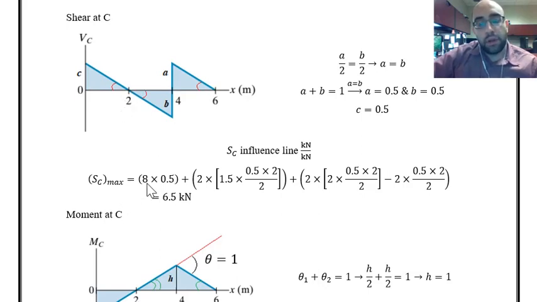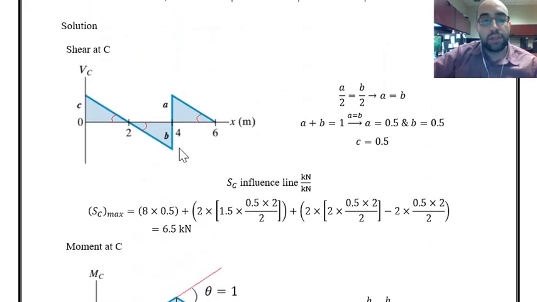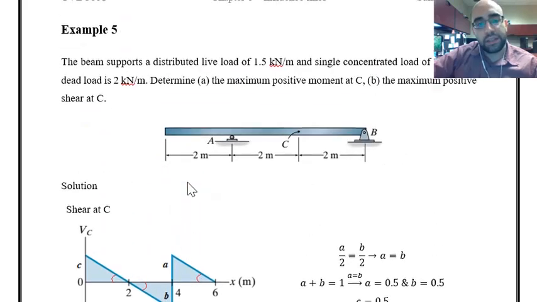That's just the dead load, and it is always over there. So 8 multiplied by 0.5, that's because that load is applied right here. Then I have the live load that is applied over here from 4 to 6, and also over here from 0 to 2. That is the influence of that, and then the dead load in the whole region. That is the calculation for that. You can see the maximum positive shear at point C based on this loading will be equal to 6.5 kilonewton. I believe it is pretty straightforward. Once you draw the influence line, you have to just apply the loads in a way that they create the maximum force or moment in that specific point. That was the last example.